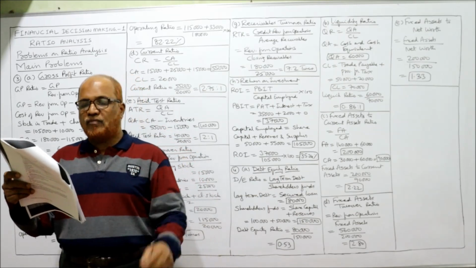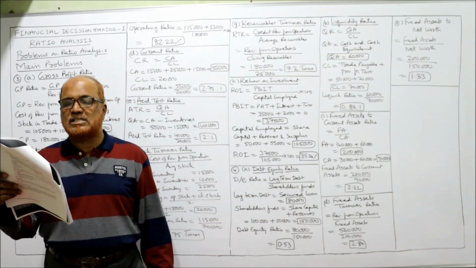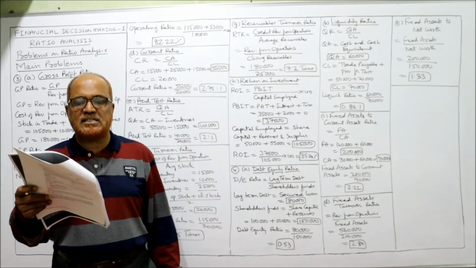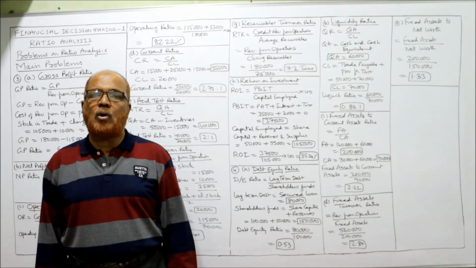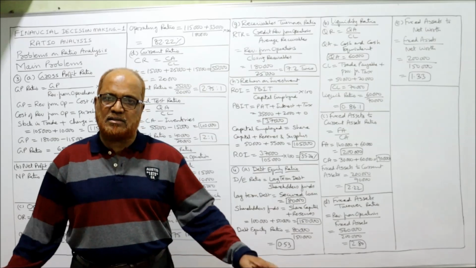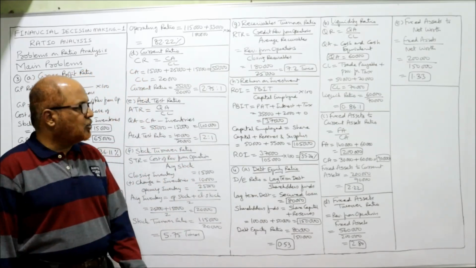Below the balance sheet, we are given the information regarding sales. Sales for the year 5,60,000. This 5,60,000 is the revenue from operations. That's it. These are the 5 ratios it is asking you to calculate.